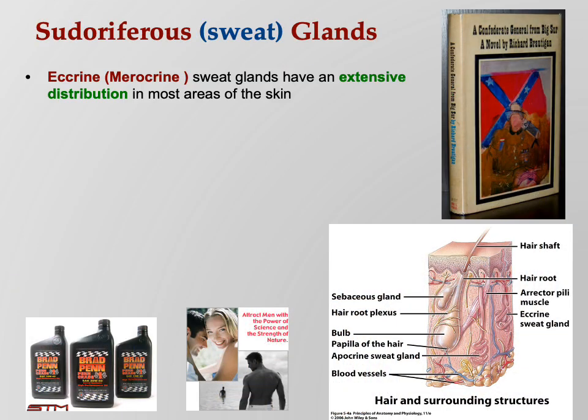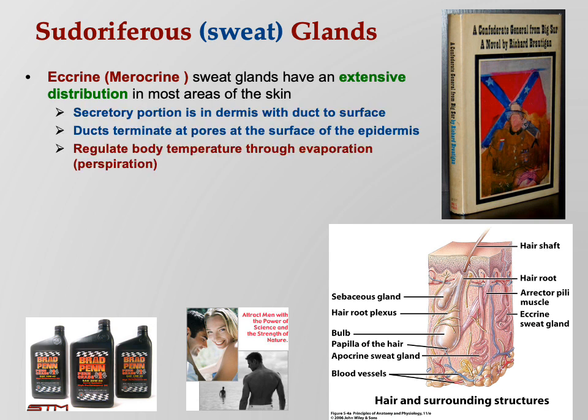Sudoriferous or sweat glands, all right. So eccrine and merocrine sweat glands have an extensive distribution all over your body, and their purpose is to cool your body. So these are the ones that when you heat up, you perspire. These are the glands, eccrine and merocrine, same gland, just two different names for it.